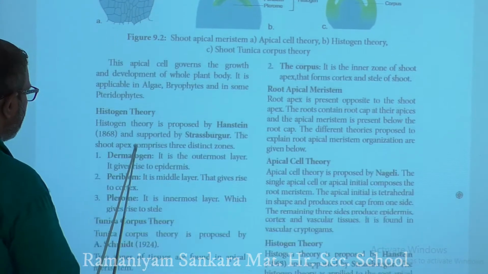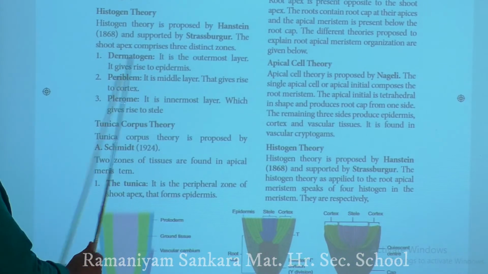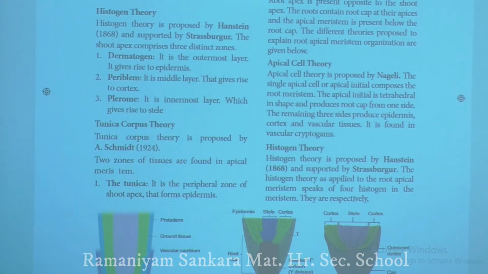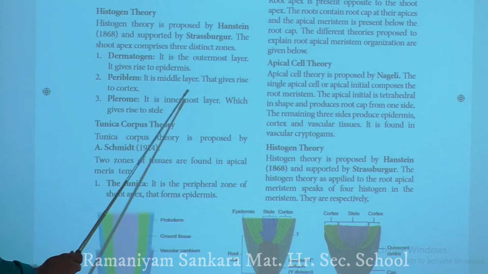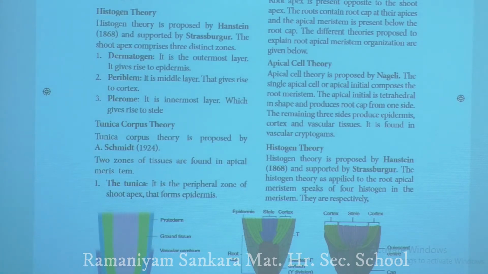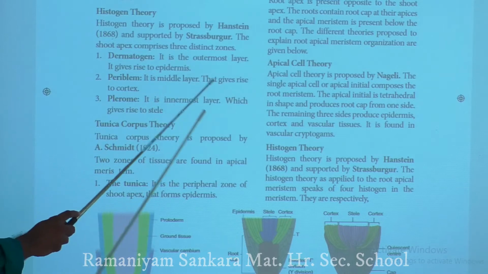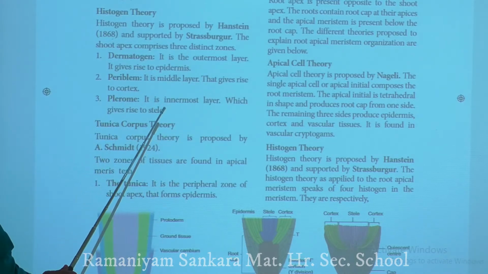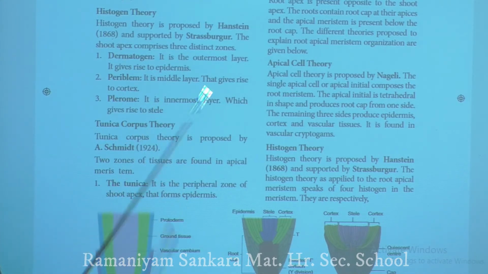That is called histogens. Dermatogen is the outermost layer. It gives rise to the epidermis. Periblem is the middle layer that gives rise to the cortex regions. The plant cortex regions are produced from the periblem only. Plerome is the innermost layer which gives rise to the stele.